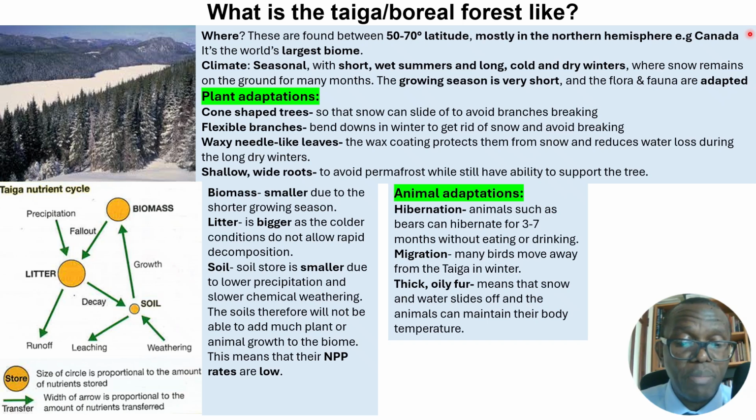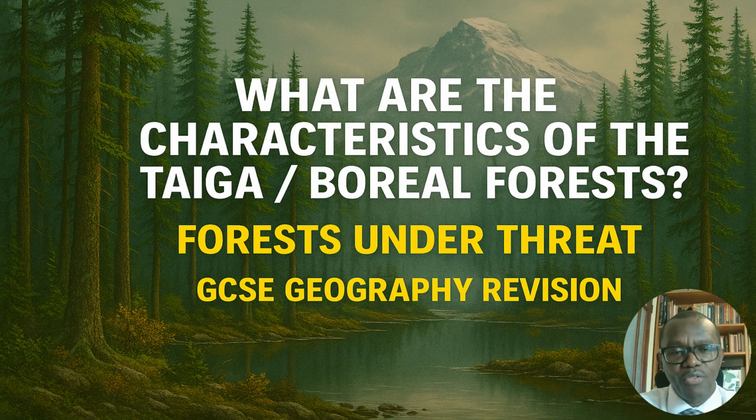And then the third animal adaptation is that the animals here tend to have thick, oily fur. And that means that the snow and water will slide off the animals so that they can maintain their body temperature. That brings us to the end of this video on the characteristics of the taiga.